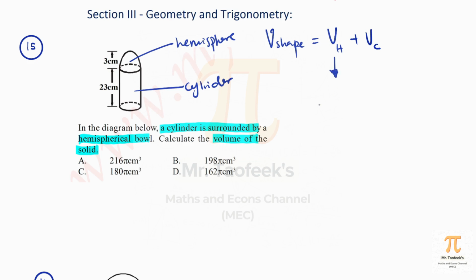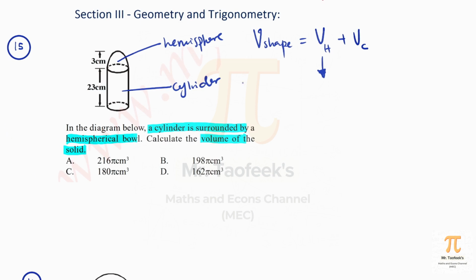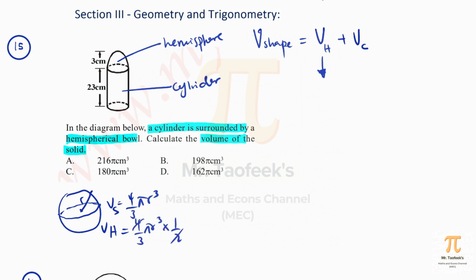The volume of the complete shape is basically the volume of the hemisphere plus the volume of the cylinder. Now, what is the volume of a hemisphere? It is just half of the volume of a sphere, okay? A sphere is something that looks like a ball, like this. We have the radius. The volume of a sphere is 4 over 3 pi r cubed. The volume of a hemisphere is half of it, 4 over 3 pi r cubed times 1 over 2, so this cancels this, and we have 2 over 3 pi r cubed. Plus the volume of a cylinder, which, as we already know, is pi r squared times the height.